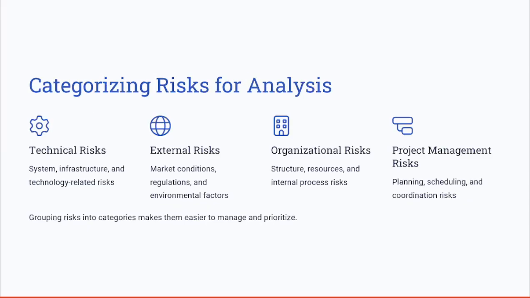Let's now look into the categories of risk for easier analysis. Once the risks are identified, categorizing them can make the analysis process more manageable. By grouping risks into categories such as technical risks, external risks, organizational risks, and project management risks, you can prioritize which risks need immediate attention and which can be monitored over time. This categorization makes it easier to focus on the most critical risks and allocate resources accordingly.